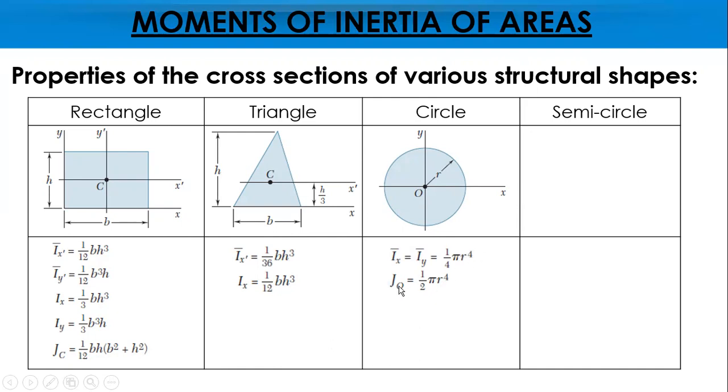And notice that since J sub O is equal to Ix plus Iy, and they are equal, 1/4 pi r raised to 4 times 2, the result is 1/2 pi r raised to 4.